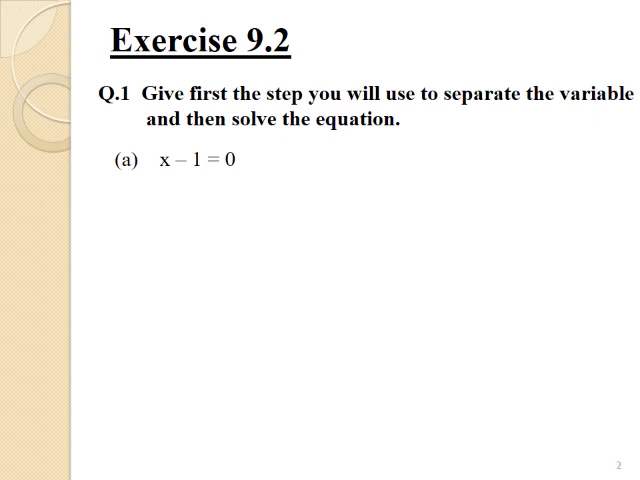Exercise 9.2. Question number 1. Give first the step you will use to separate the variable and then solve the equation. Students, in this question, you have to solve the equation by systematic method. You came to know that in systematic method, you have to use the laws. So the question must arise in your mind by looking at an equation that which law or laws I have to use in the given equation.